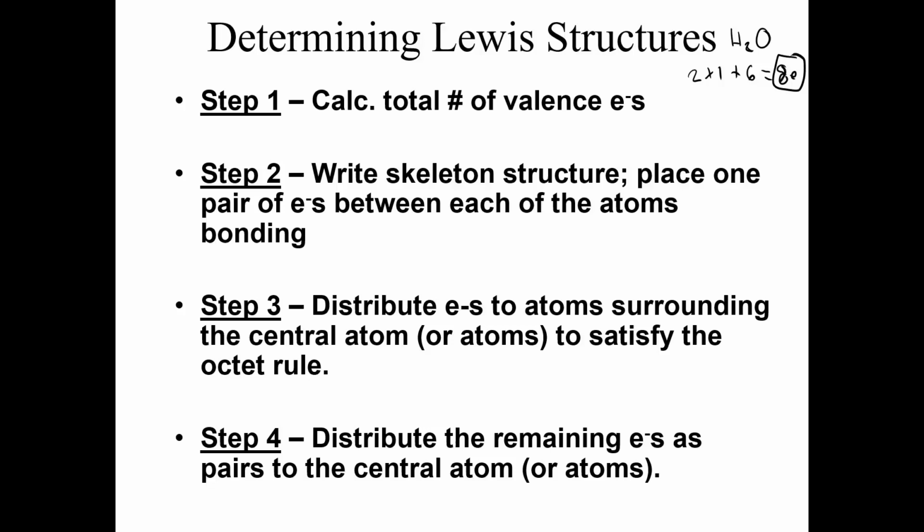So then you put the skeleton structure together. You decide on a central atom. In this case, you don't have a choice because hydrogen cannot be the central atom. Hydrogen is always terminal, sticking off with a single bond and no lone pair electrons. So you can assume a single bond to the other atoms, right? So oxygen here is the central atom.